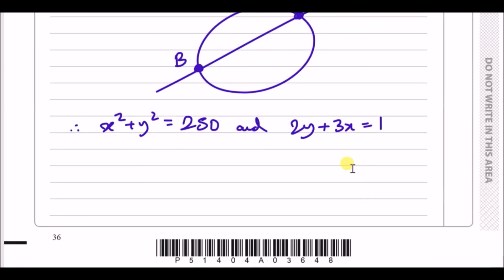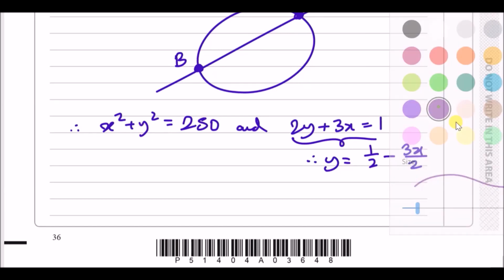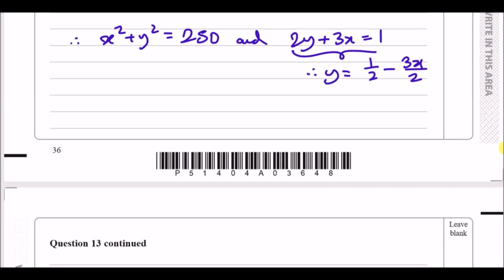Now all you want to do is literally put this into the circle equation. So what I would do is make y the subject. To make y the subject, I could minus 3x across and divide by 2. This gives us y equals 1 over 2 minus 3x over 2. Nice and easy. Now I'm going to substitute this into the first equation. So this is going to give us x squared plus bracket half minus 3x over 2 all squared equals 250.